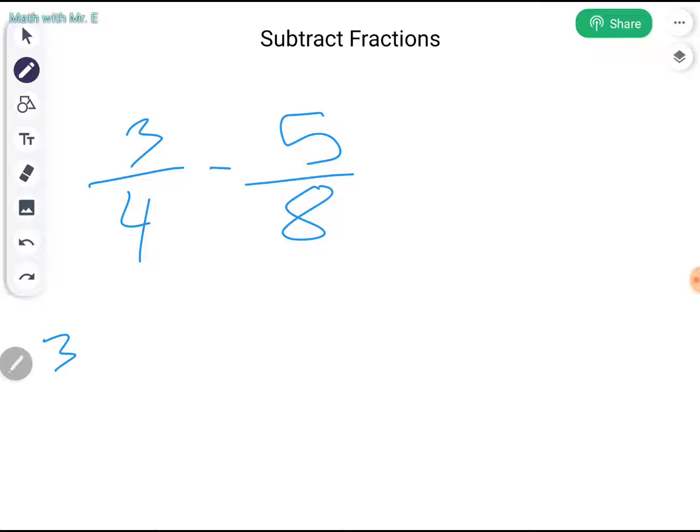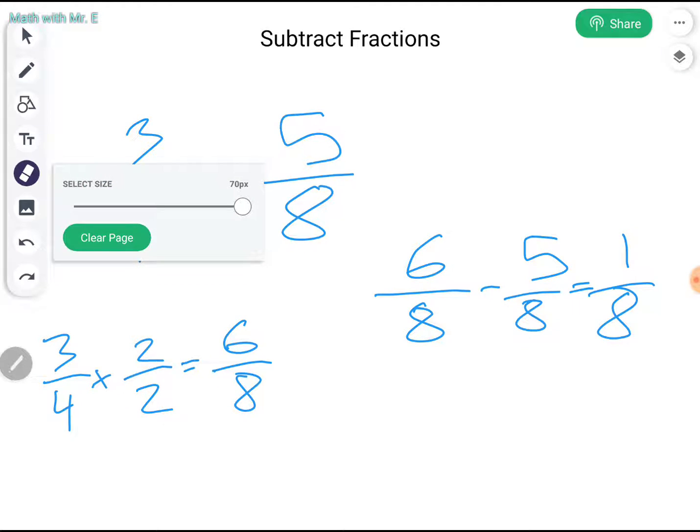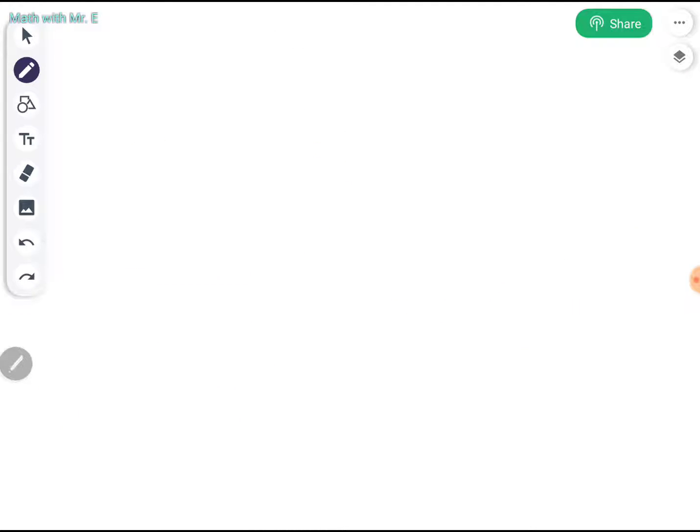So let's go ahead and find our equivalent fraction here. So we're going to multiply numerator and denominator by 2, which will give us 6/8. And then finally, our last step will be to do 6/8 minus 5/8, and we get 1/8. Let's go ahead and try another example here.